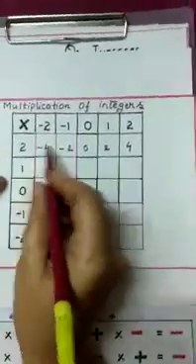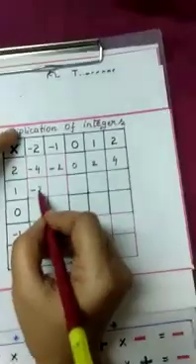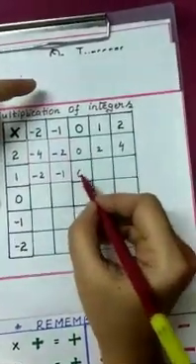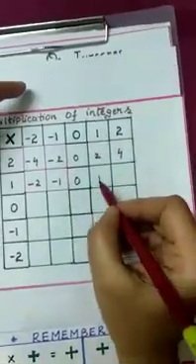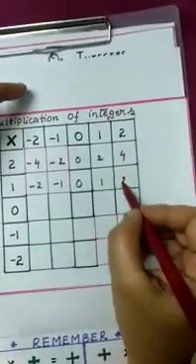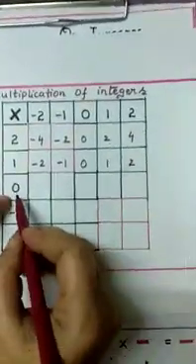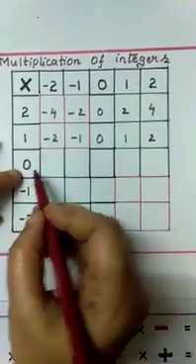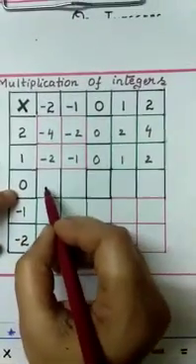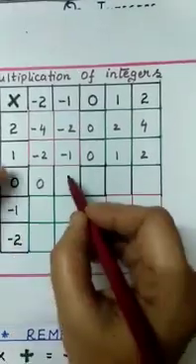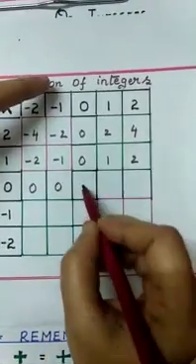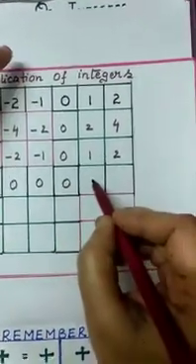Next we will multiply with 1. If you multiply any integer with 1, you get the same integer. 1 minus 2s minus 2. 1 minus 1s minus 1. 1 zeros 0. 1 1s are 1. 1 2s are 2. Now with 0 we are multiplying. 0 multiplied by any number you will get 0 here. 0 minus 2 is 0. 0 minus 1 is 0. 0 0 is 0. 0 1 is 0.